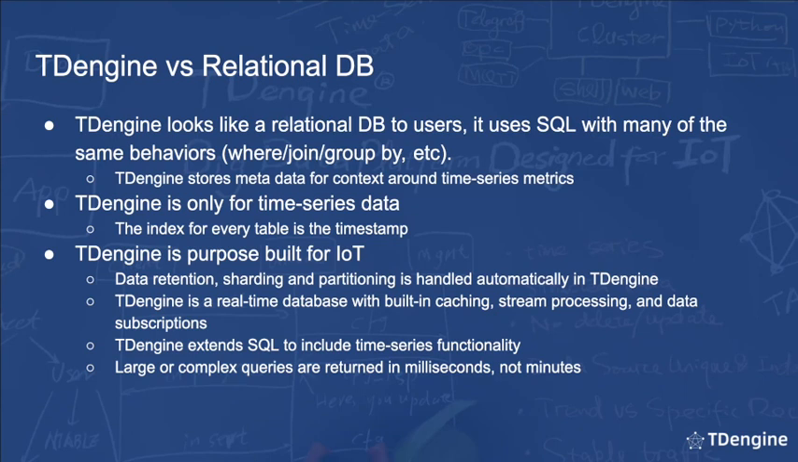And then one of the main reasons you'd use TDengine for time series data is that the large and complex queries are returned in milliseconds, very, very fast, very good with working with time series data. Whereas in a relational database, some of these large queries can take minutes to run and is very challenging to work with.